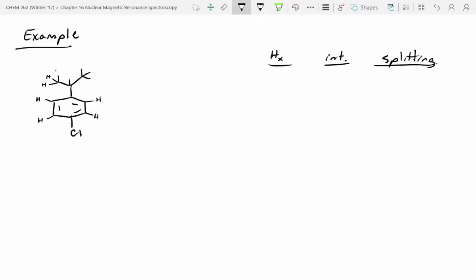Or girl. Or non-living entity. I like to personify my molecules.